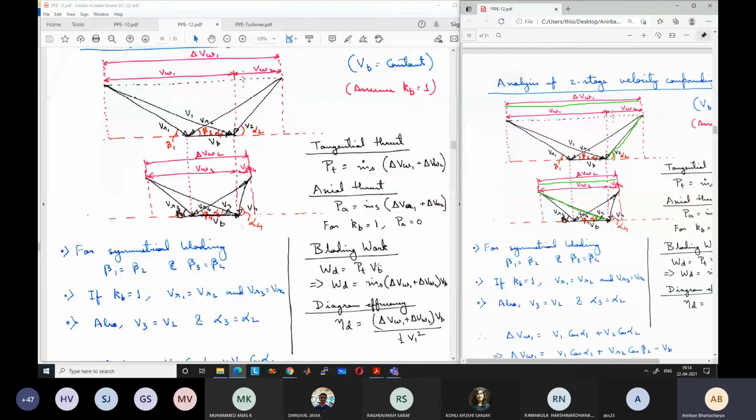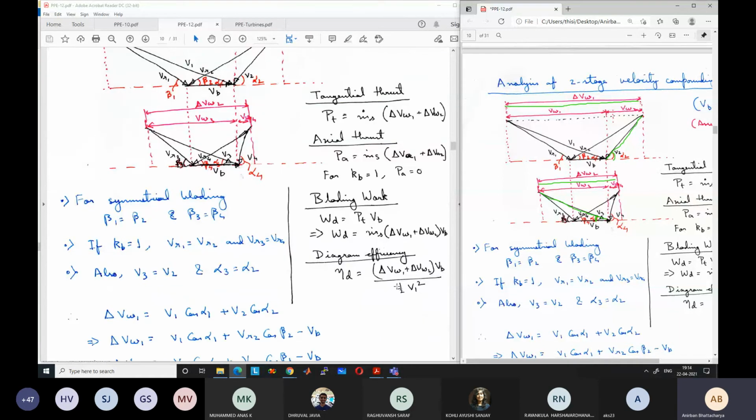So the mass flow rate gets cancelled. We are left with delta VW1 plus delta VW2 into VB by half V1 square. This is the diagram efficiency. So per unit mass flow rate, the work output is delta VW1 plus delta VW2 into VB, and the efficiency is that divided by half V1 square, because half V1 square is the inlet kinetic energy for the entire system, considering the two stages together. So how efficiently we have converted that entire kinetic energy in the two stages is what is given by the diagram efficiency. So now our task is easy.